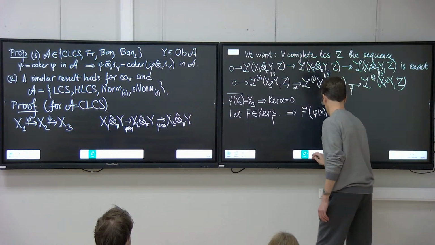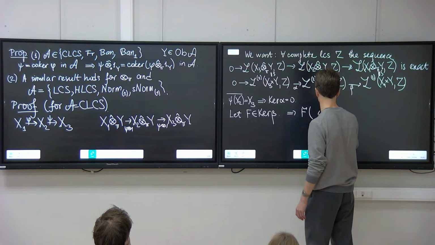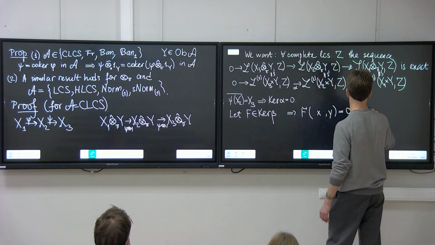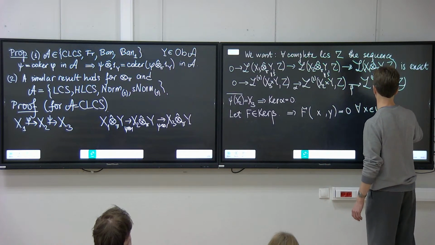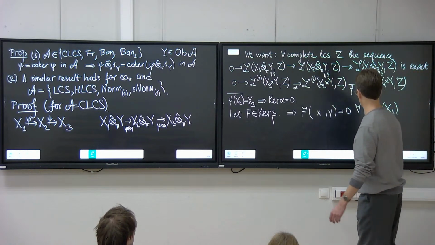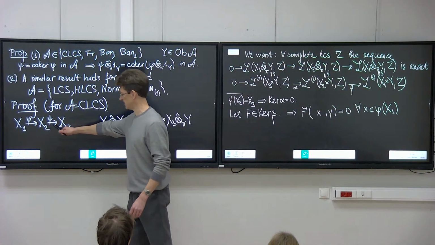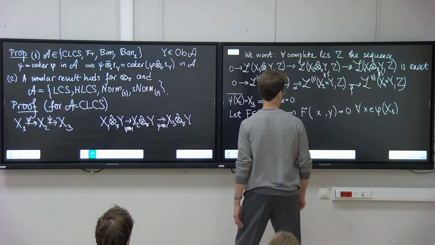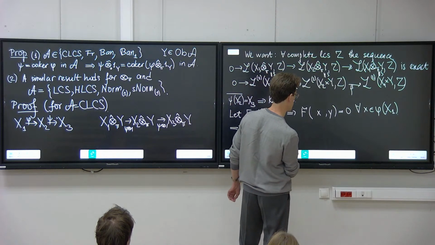Oh, let me write it in a slightly different way. F of xy is 0 for every x in phi of X1, in the range of little phi. Now let's recall that the range of little phi is dense in the kernel of little psi, again, because psi is the co-kernel of phi. So by continuity, the same is true for every x in the kernel of psi.